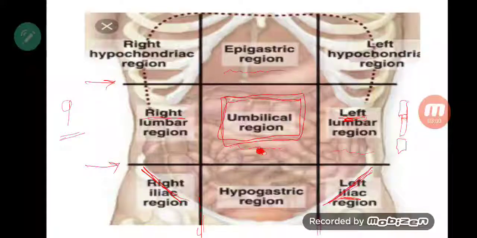And here are the ribs. Chondro means cartilage. Here is the cartilage of the ribs, so this is called the left hypochondrial region and the right hypochondrial region. So we have nine areas of the abdomen. Here is the stomach, or epigastric region. Here is the hypogastric region.